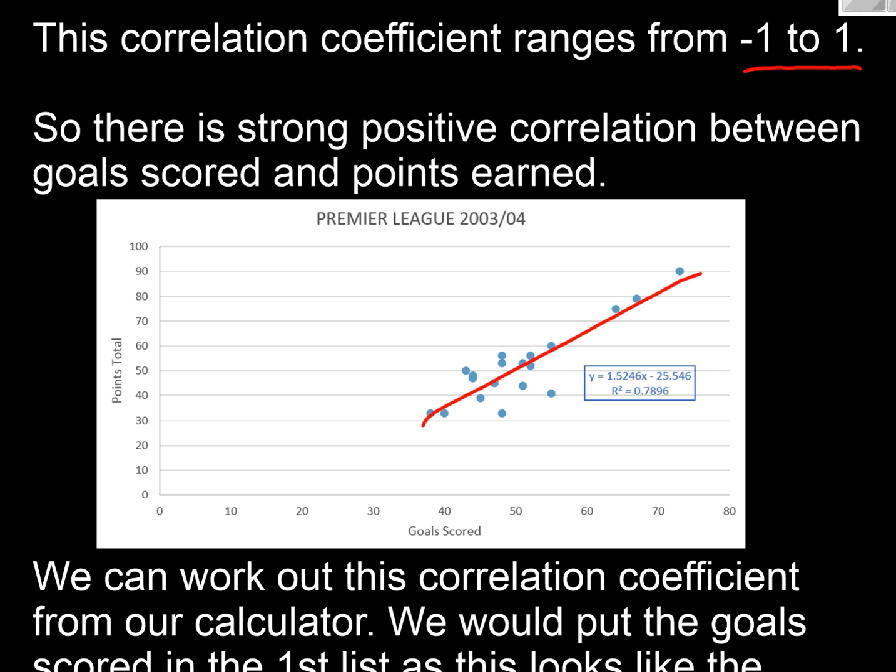If we did that with a line of best fit by eye, that means that there's a positive, isn't it? If we increase the number of goals scored, we increase the number of points. So we expect to see it being positive, our correlation coefficient.